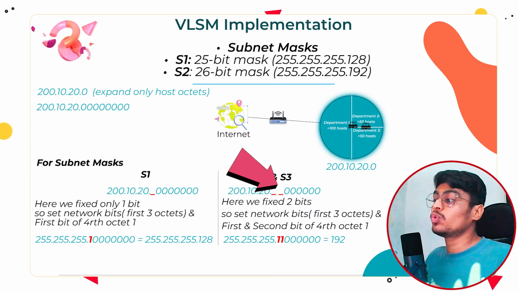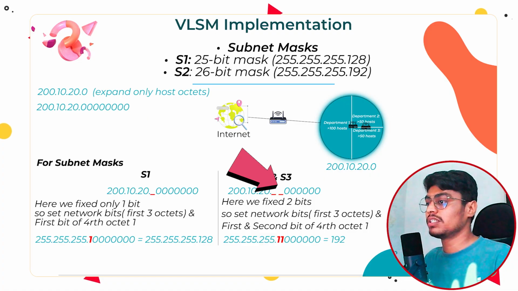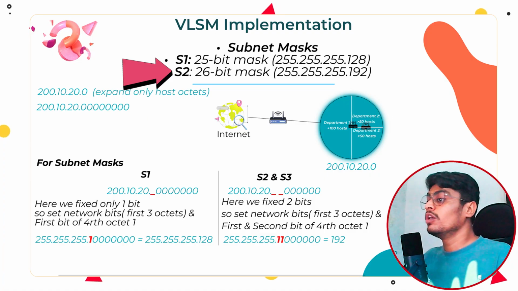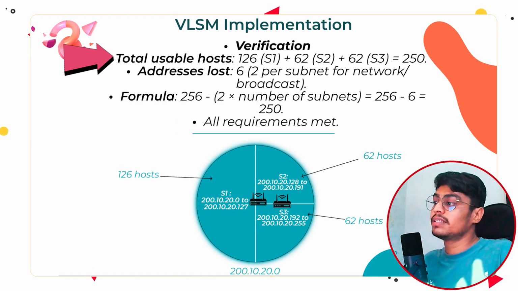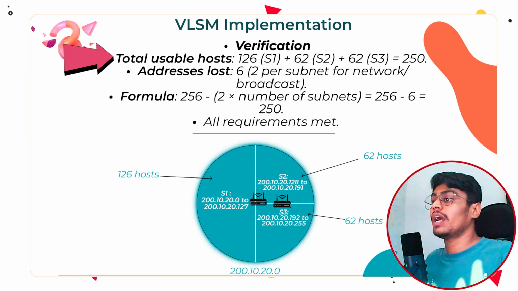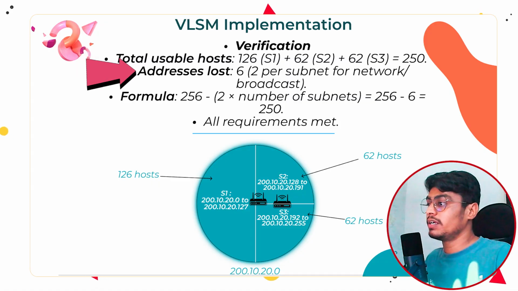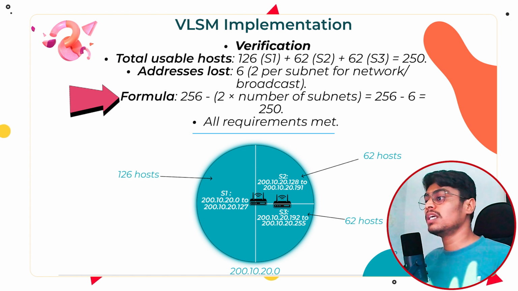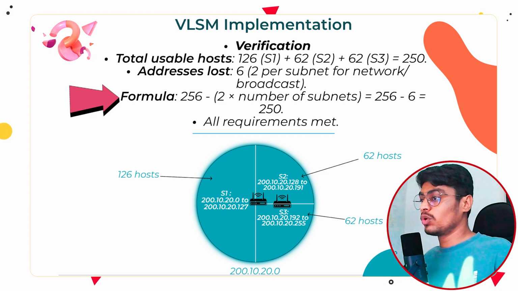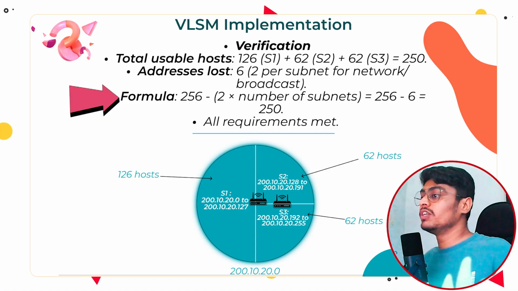So the subnet mask of S1 is 255.255.255.128, and for S2 and S3, 26 bits are fixed: 24 original plus 2 additional. The subnet mask will become 255.255.255.192. Now verification. Total usable addresses are 126 plus 62 plus 62, which becomes 250. Out of the original 256 addresses, 6 addresses are lost, 2 from each subnet. This can be calculated as original minus 2 times the number of subnets: 256 minus 2 times 3, which becomes 250.